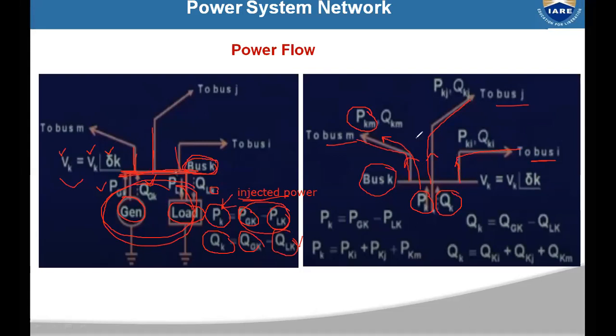So now if you write the injected power PK in terms of other transmitted powers, then this PK is equal to the sum of all these active powers. Okay, so this PK is equal to PKI. So how much power is delivered by the kth bus to the ith bus? In a similar way, how much active power is delivered by bus K to the jth bus and the mth bus? The sum of all these active powers will be equal to the bus injected power at bus K.